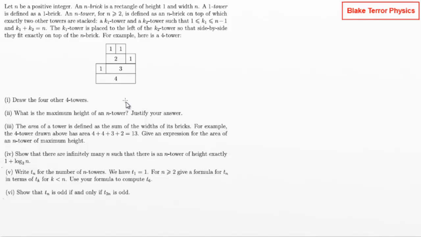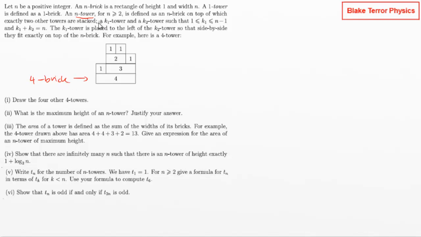Right, that is more terminology than I would like to deal with at the start of a question. Here is a 4 tower. Right, let's try and unpick this. So a 4 tower, an n tower, where n is greater than or equal to 2. It is, because it's 4. An n brick, so that's height 1, width 4. So this is our 4 brick at the bottom.